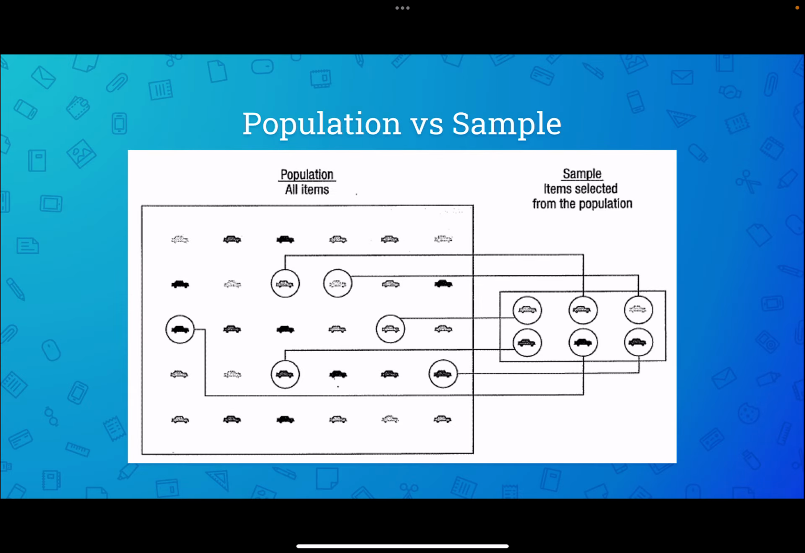So here's just an image about what I was saying. In this case, our variable of interest is cars. You can see all the cars, white cars, gray cars, black cars, and our sample are just some of them that are selected.